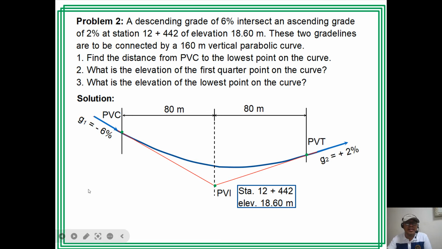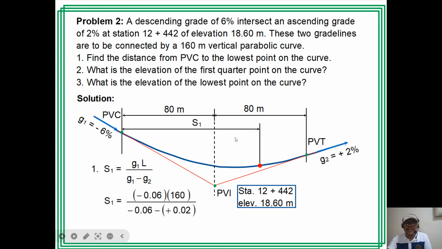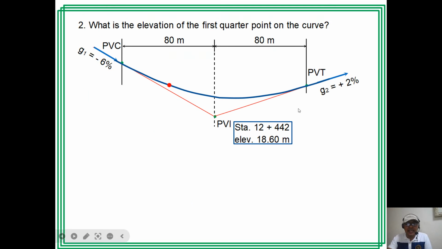This is S1. Okay. So, this is the lowest point on the curve. So, by formula, S1 is G1L over G1 minus G2. So, if we substitute, we have 120 meters. Second, elevation of the first quarter point on the curve. So, the length of the curve is 160. I can divide this by 4. And I have the first quarter point from the PVC. So, this is the first quarter point. Half of 80. So, 40, 80, 120, and then we have 160.